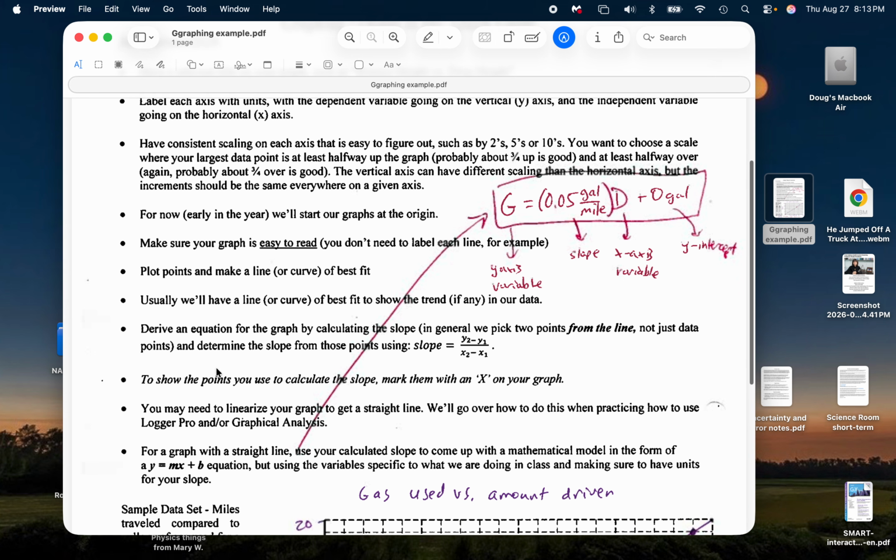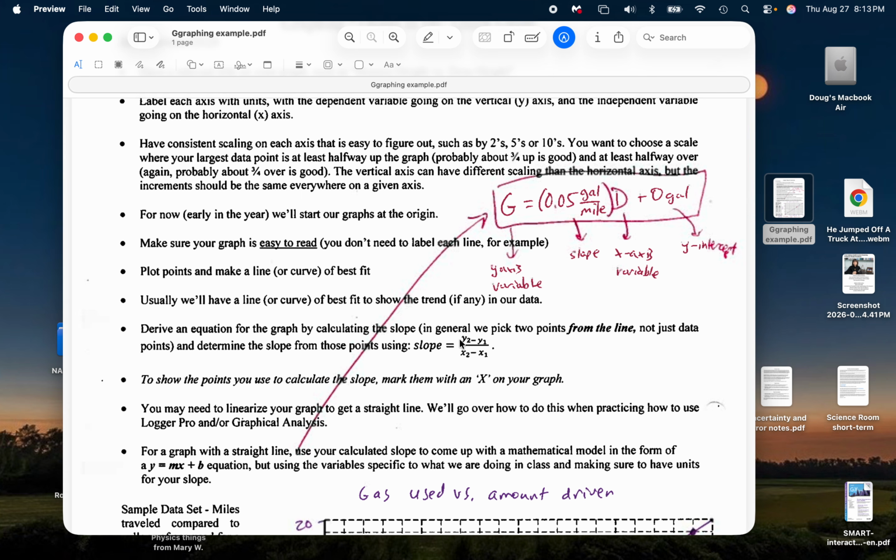So if you do have a line, we're going to calculate the slope of that line by picking 2 points, and the points should be from the line, not just data points. That's actually really quite important. So that means if you are making graphs by hand in a group, each group member may have, and probably will have, slightly different slopes. So you shouldn't just have the same slope as your neighbor if your graph is a little bit different.